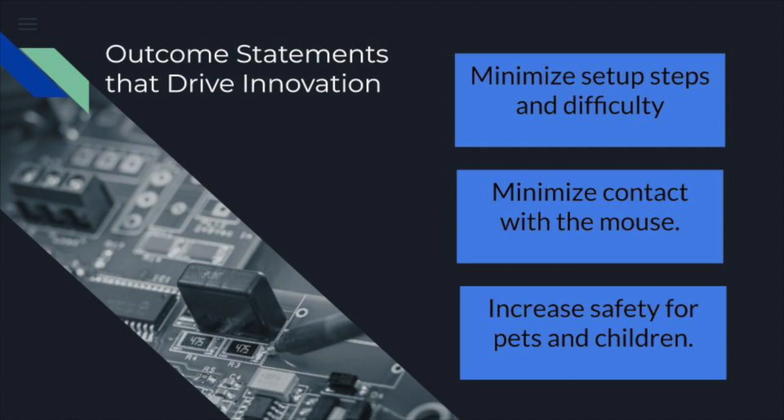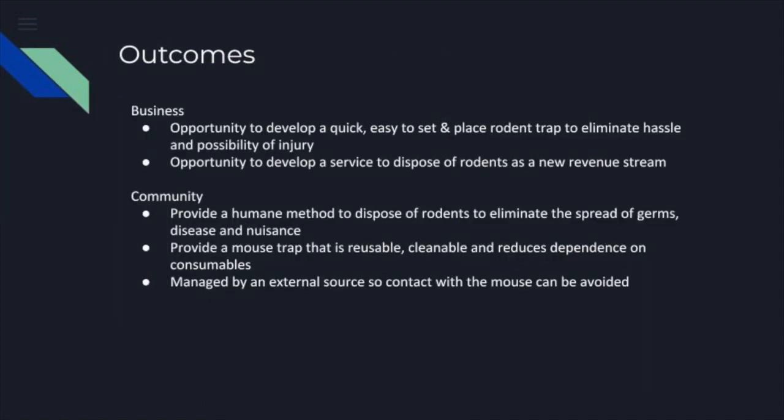So of our outcome statements from our job mapping, we found that the outcome statements that drive innovation, that are really going to add value to this process, are to minimize the setup steps and the difficulty, to minimize the contact with the mouse, and to increase safety for pets and children in the location. The outcome opportunities consist of both business and community.